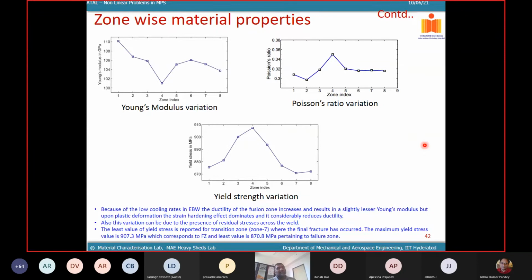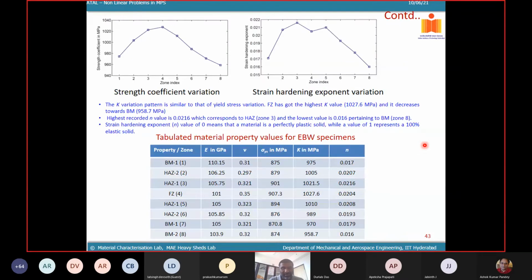Young's modulus for different zones. Your yield strength is typically greater for the fusion zone. I have summarized this. Base metal, if you look at Young's modulus, is around 110 GPa. This is a titanium alloy, and your fusion zone is around 101.